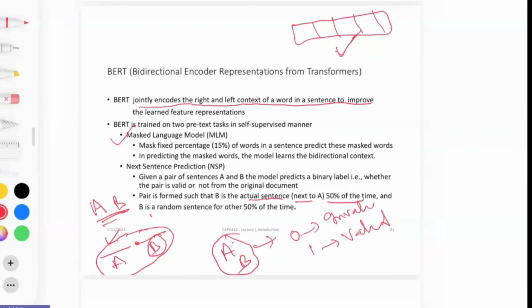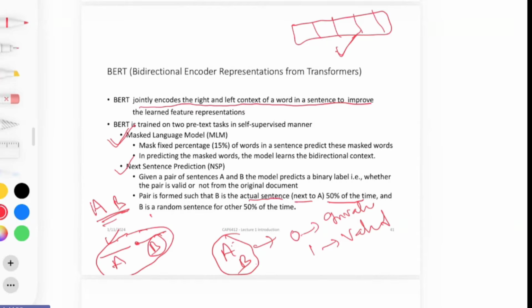So it's trying to learn the relationship between different sentences, whether they are close, whether they are valid. Somehow trying to learn how the sentences are arranged. So yes, these are the two things that we generally do for training this BERT, and this is pre-training. So you're making the model.